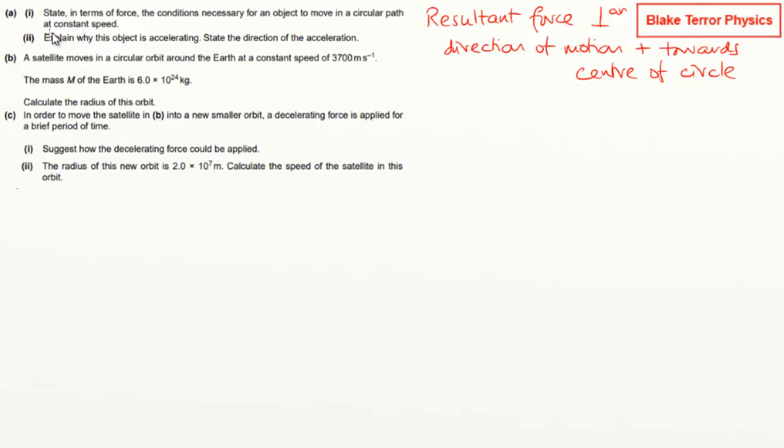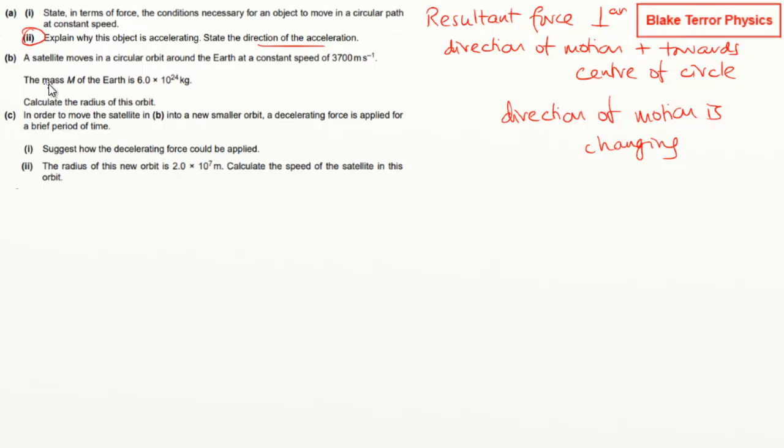Right, so what have we got? Oh yeah, explain why this object is accelerating and state the direction of the acceleration. Right, so it's still accelerating because the direction of motion is changing. You think acceleration is the change in the velocity, and the velocity has direction in it. It's not just the magnitude. So we can keep it at constant speed, but we're changing direction of motion. And that acceleration is towards the center of the circle again. So we've got exactly the same bit there as we had in the first question, really. Of course, the acceleration is going to be in the direction of the resultant force. That's what we know from Newton's second law.